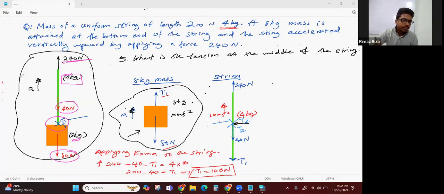So now I consider first the top half of the string, this part of the string. Okay, so here again I have to draw the free body diagram to explain you so that it will be very clear when we are applying F equals ma to find the tension.